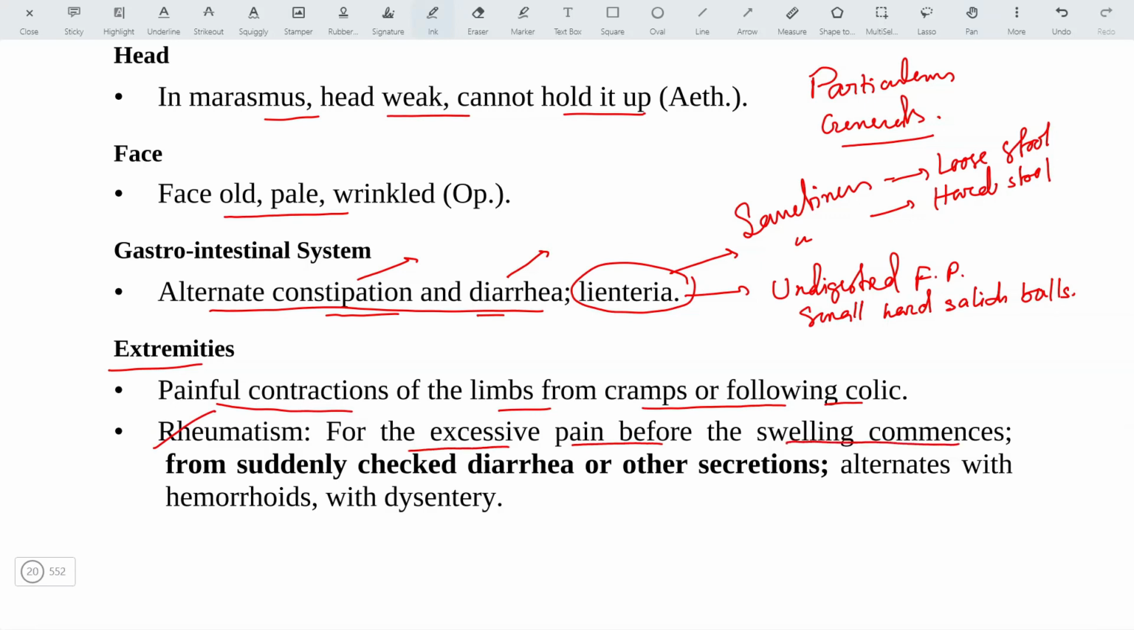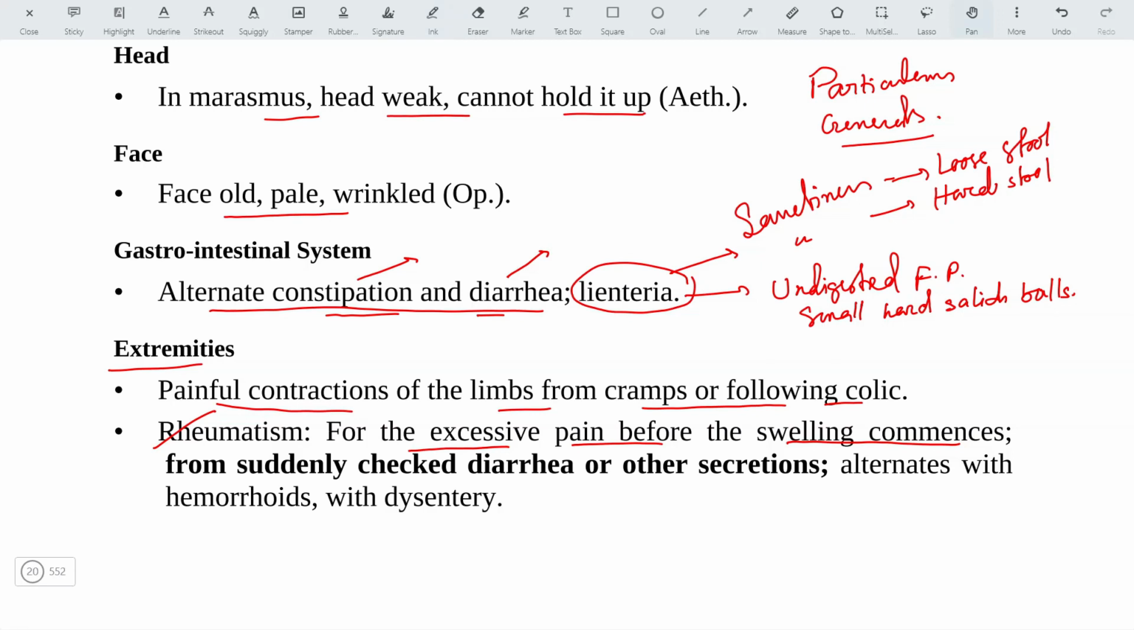We all know rheumatism means pain over the joints, but if there is pain, that means there is inflammation. It may be acute or chronic, but whenever there is inflammation, there are signs of inflammation. We all studied in pathology rubor, dolor, calor, and tumor, that means redness, pain, increased temperature, and swelling.